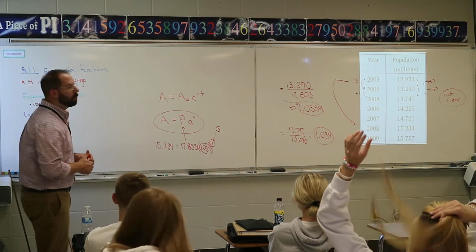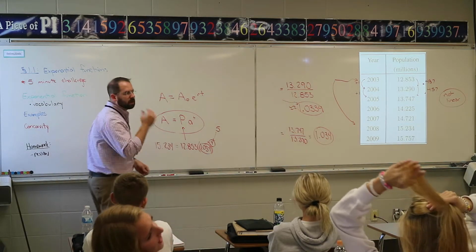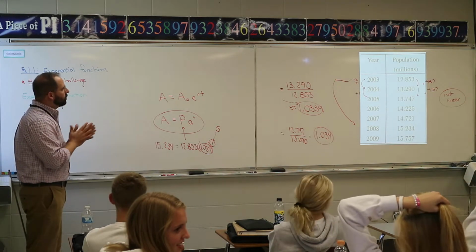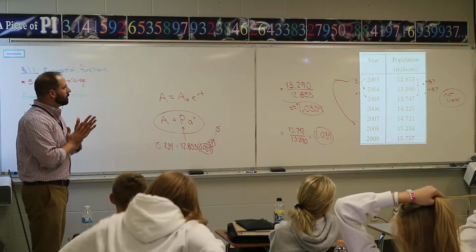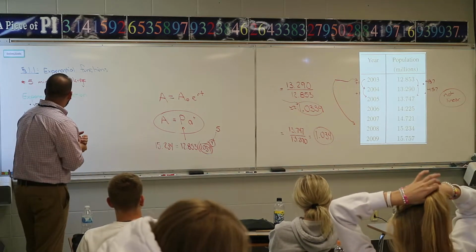Is this a population curve? Really? Gardner has 15.757. Okay. All right. Hey, let's move on here.